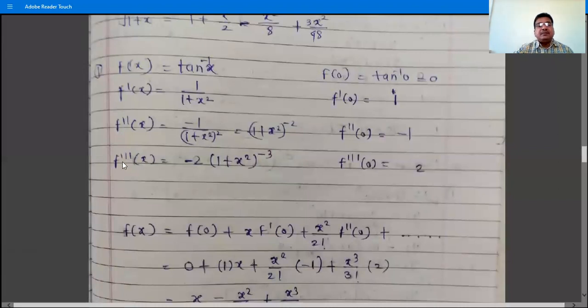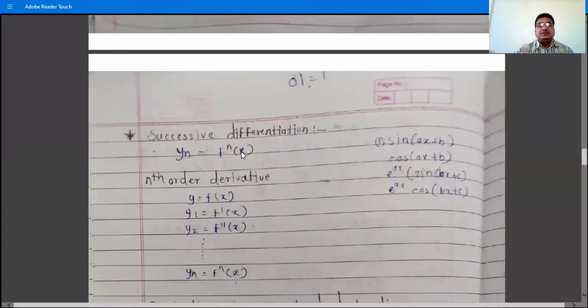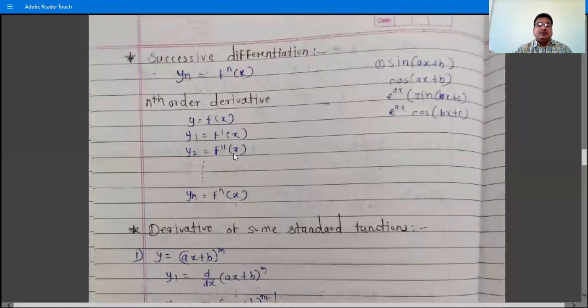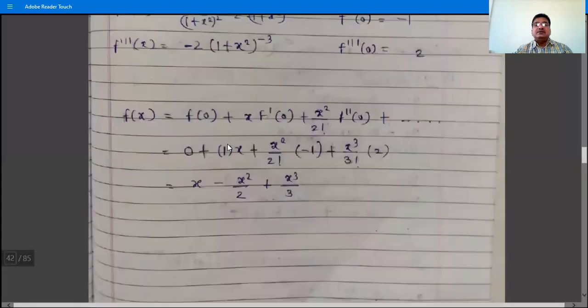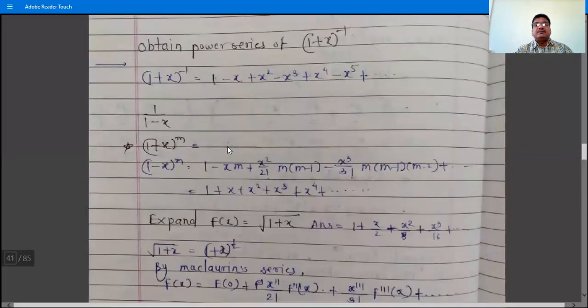Then obtain f'''(x) by using the u into v rule, or the u by v rule. That is 2x and this (1 + x^2)^2, meaning (1 + x^2) raised to -2. Its simplification is 2x, and then find f'''(x) by using the u into v rule. So correct the problem, this is the answer of this problem. Then the next problem is about Maclaurin's theorem and Taylor's theorem power series expansion.